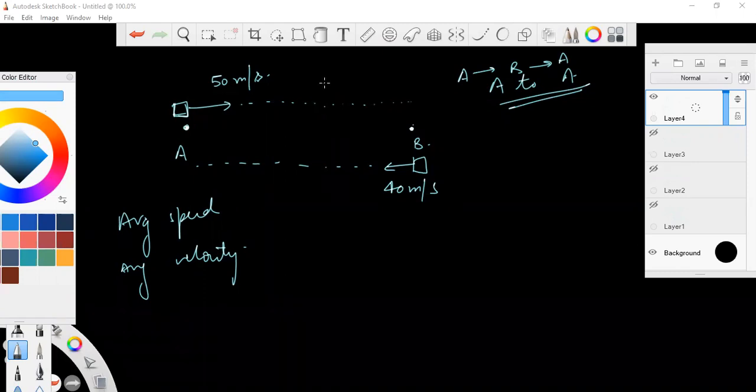Sir, from average speed and average velocity, they've asked many questions, sir. So average velocity will be 0. Because the overall displacement is 0, that's right. Sir, are you speaking?